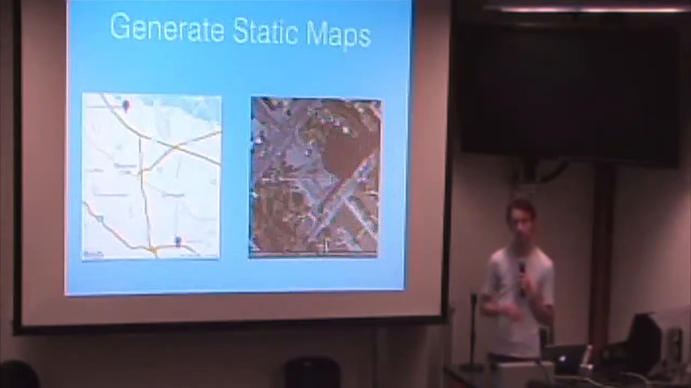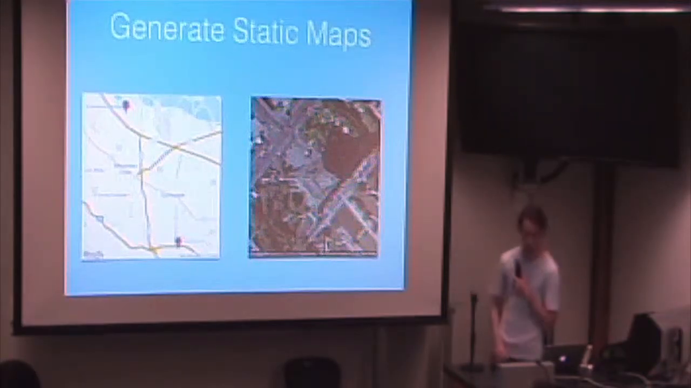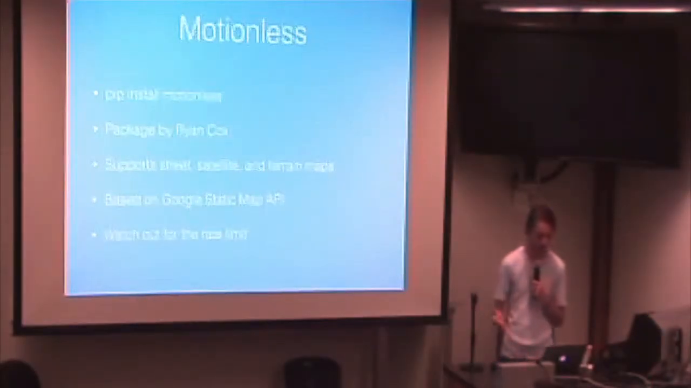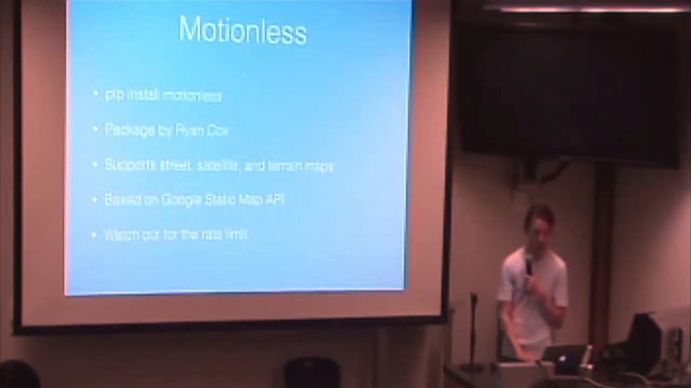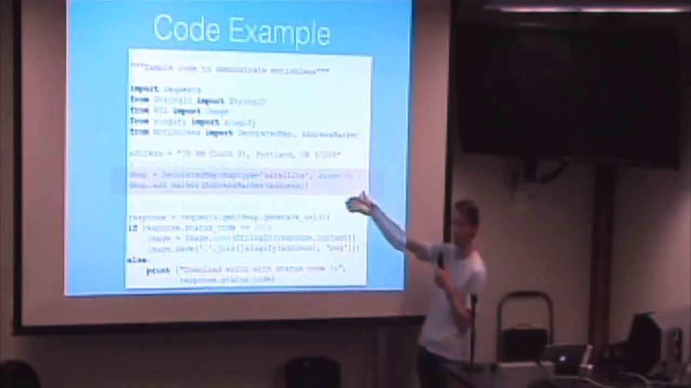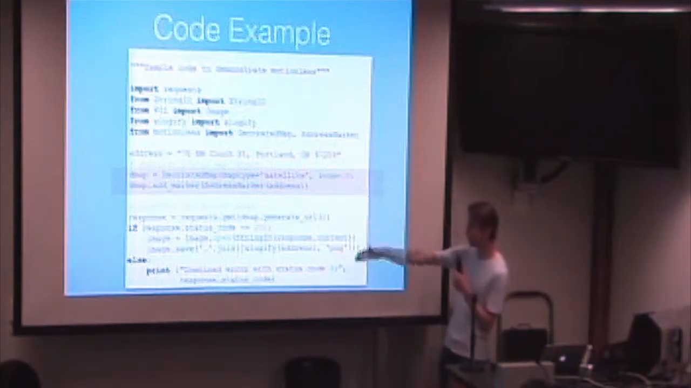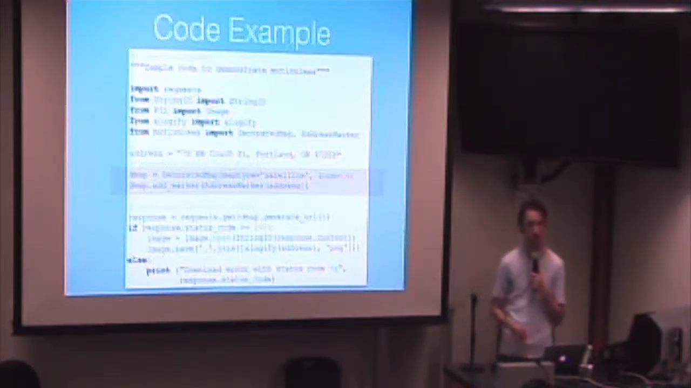Another application is, let's say you have a data set of users and you want to figure out where they're living, and you want to generate static maps. You don't want to go to Google Maps and do a right click. You can automate this very easily with a tool called Motionless. It's a very simple package. It runs on Google static maps. And this is basically a two-liner. You define the address, you define the map, you add a marker on it. You can even skip that. And the rest down here is just to download the image. What the package does, it generates the URL to download the static image.